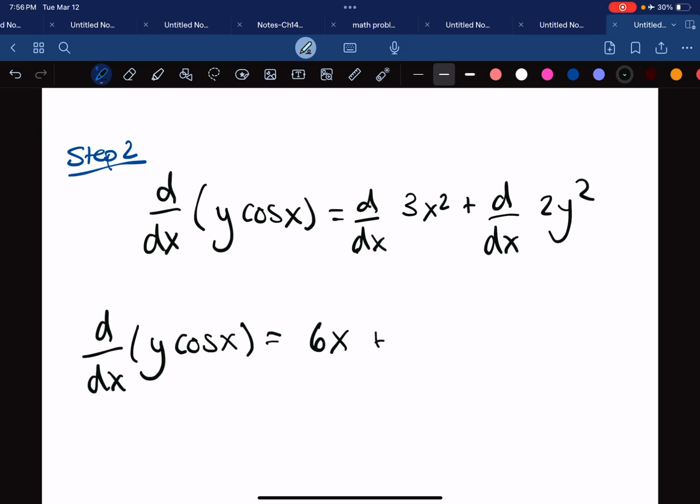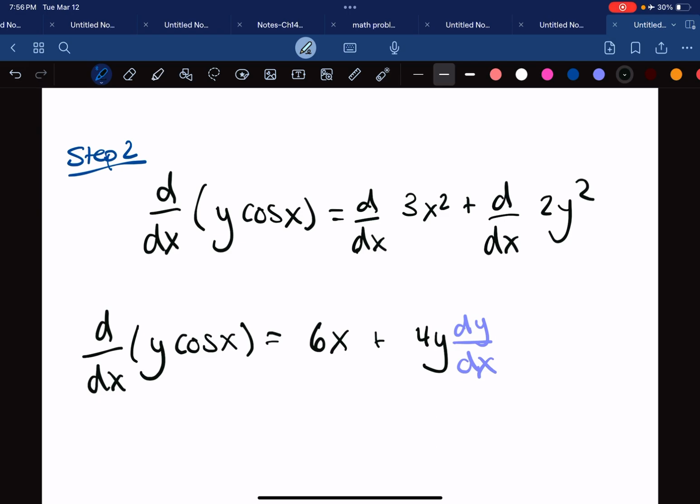But now for the second term, I'm taking the derivative of y with respect to x. So 2 times 2 is 4, so I'm going to have 4y, but now this is a derivative of y again with respect to x, so I'm going to need this dy dx tacked on here.